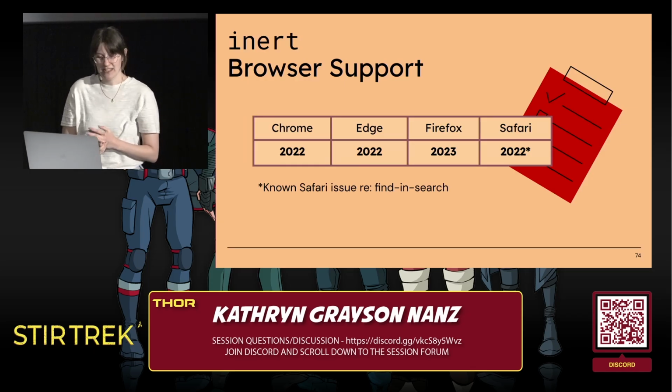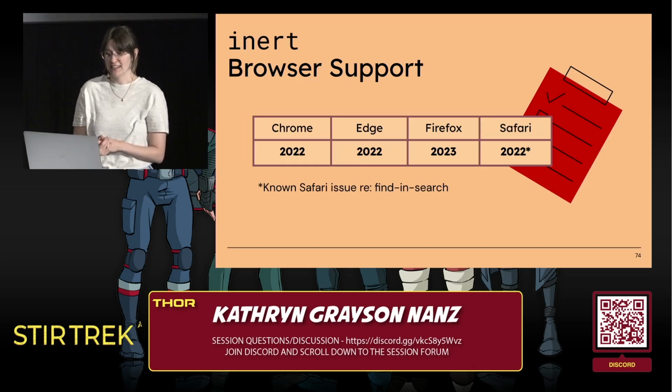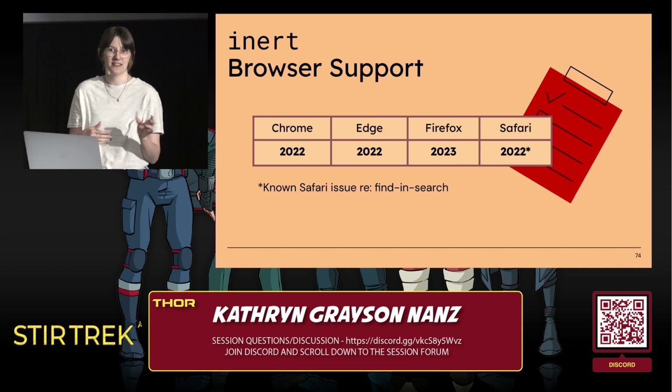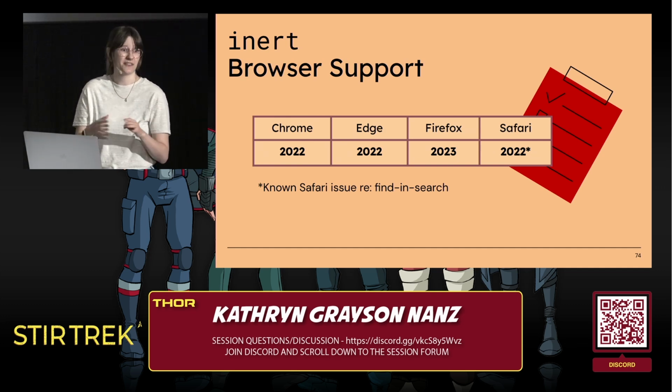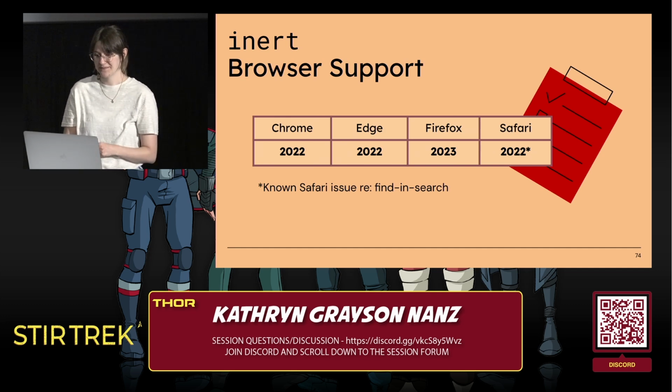Inert got full support in 2023 when Firefox added it. The other three added it in 2022. However, it is worth noting that while inert has Safari support, there is a little bit of a known issue when it comes to the find in-page search feature in Safari. So even if you have marked something as inert, sometimes if someone does that Command F search in Safari, it will still turn it up.